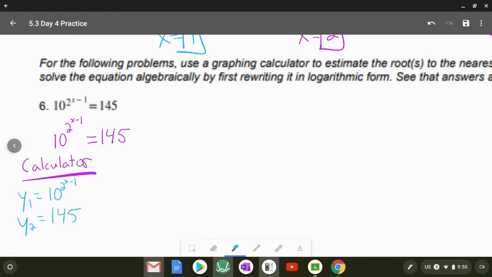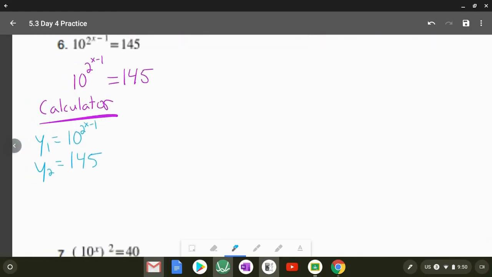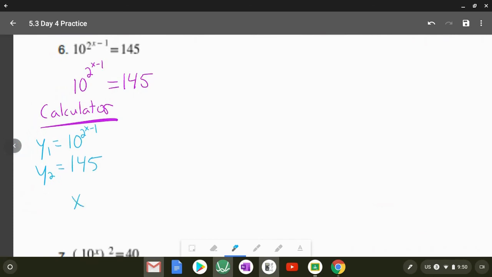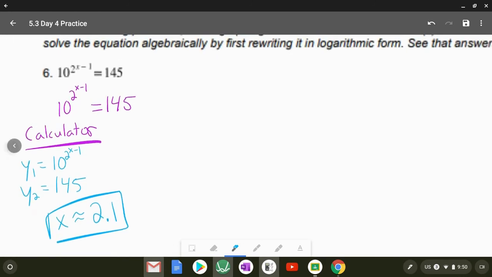Now that we've found that intersection, we can say that the x value for that intersection, because we're solving for x, it says round to 1/10, is approximately 2.1. So the calculator is telling us the estimation is x equals approximately 2.1.